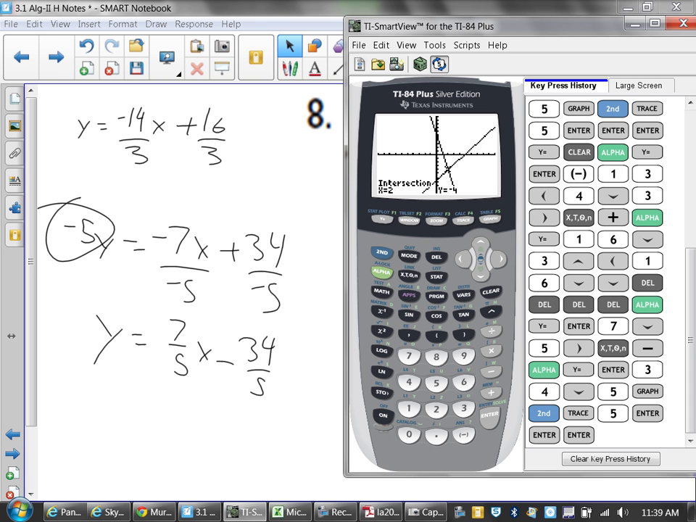It's math magical. Can we go back to that one? Sure. That's what I have down there.